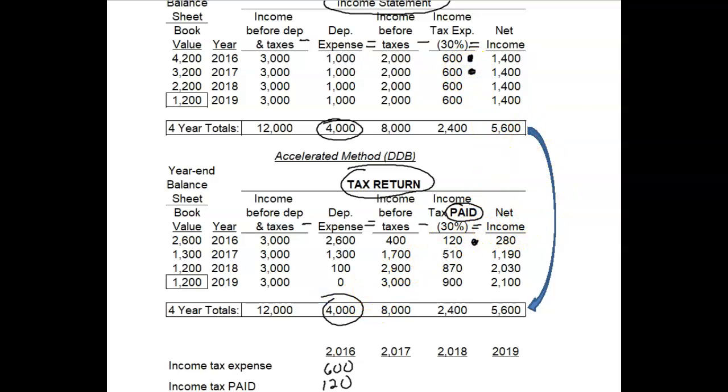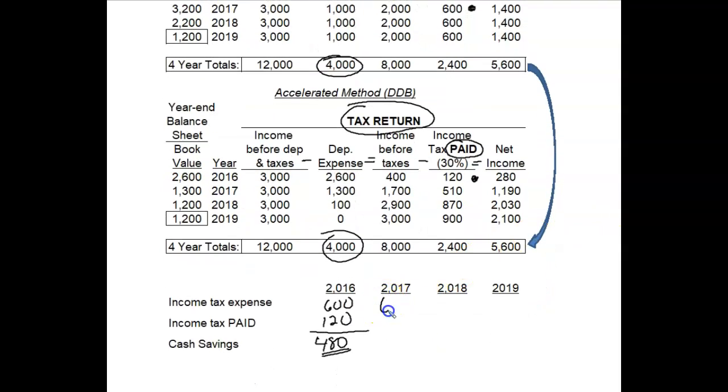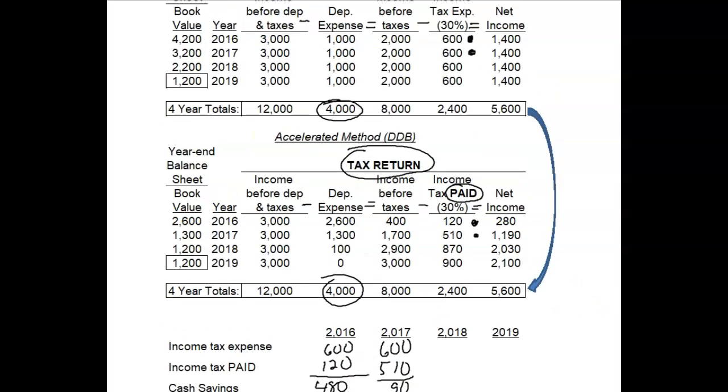Let's go to the second year. So we expense $600 on our income statement, and we pay $510. And again, we see some savings of $90. And if I accumulate this, so let's do the cumulative savings. So we started with $480, we're adding another $90, now we're at a total savings of $570. Very nice. And if you make this $570 million, which it would be, or billion for some of these really large companies, you can see why they're going to hire extra accountants just to do these calculations.